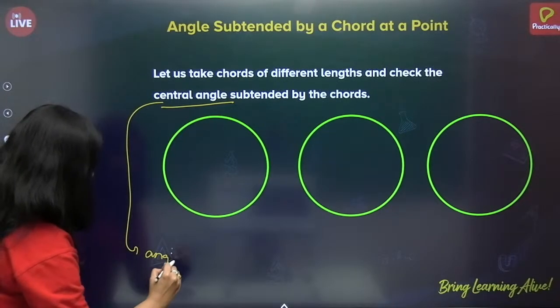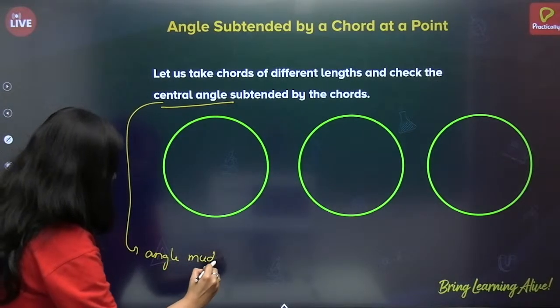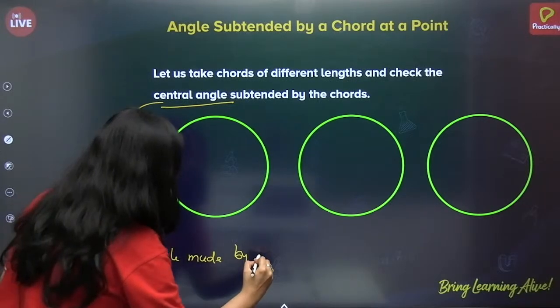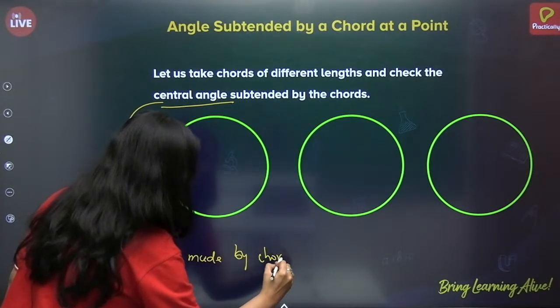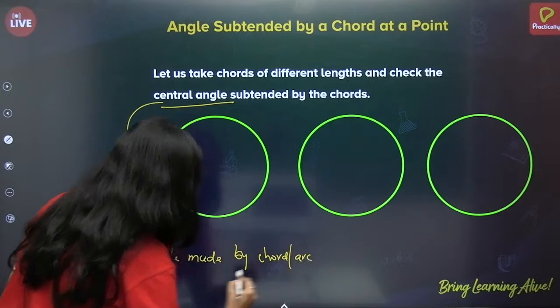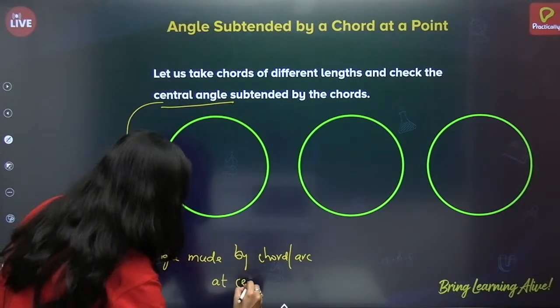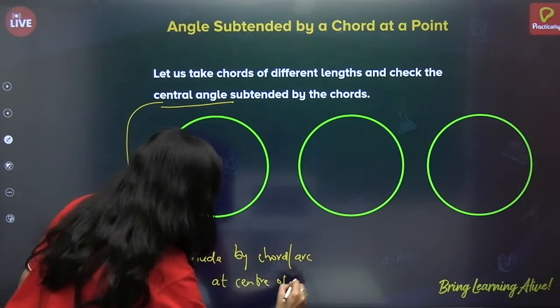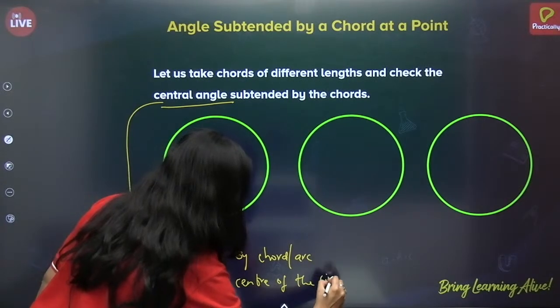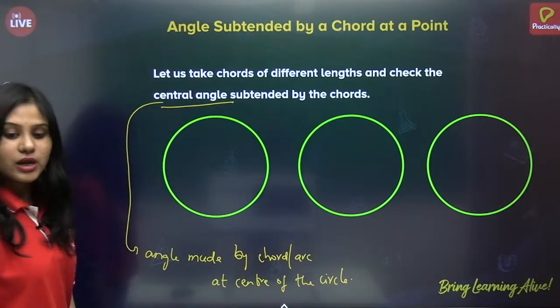Angle made by a chord or arc at the center of the circle is known as the central angle, correct? Now what are we doing?